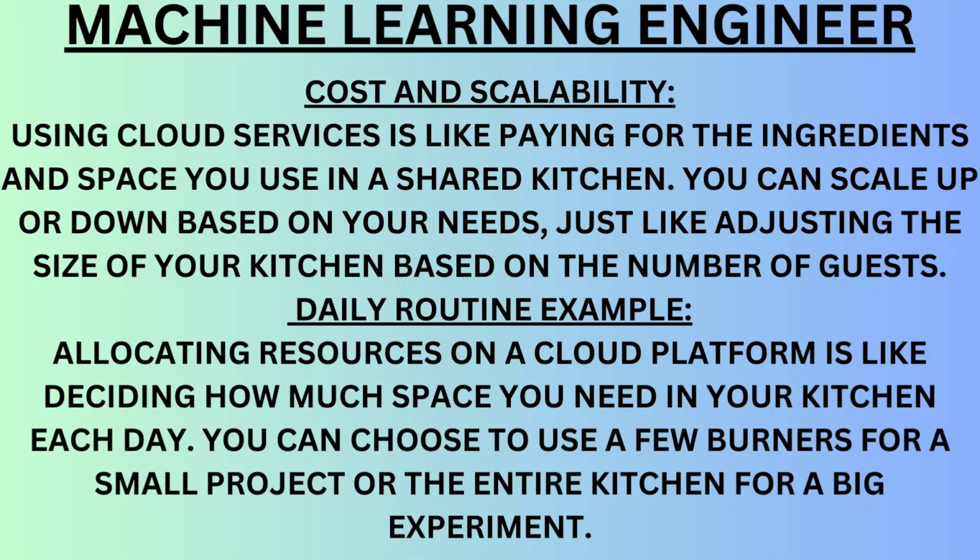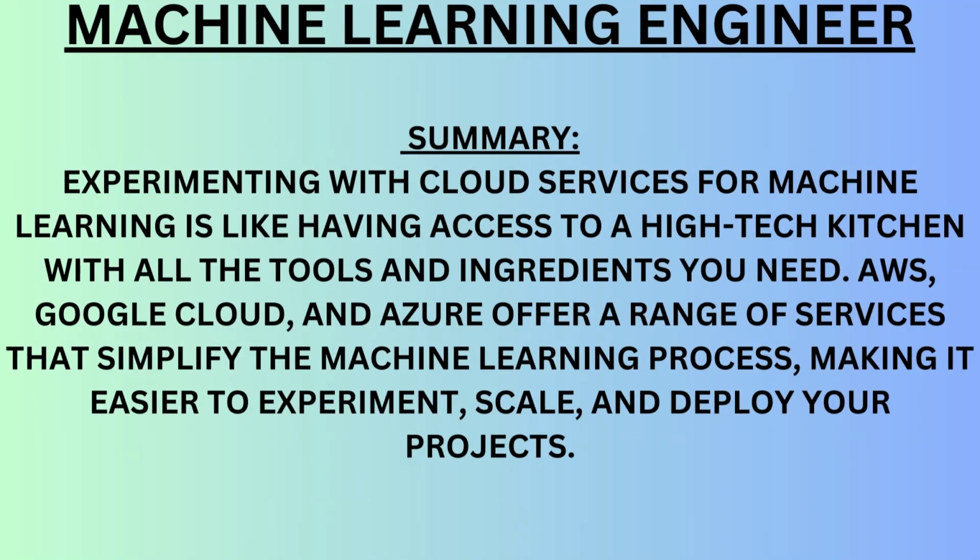Daily routine example. Allocating resources on a cloud platform is like deciding how much space you need in your kitchen each day. You can choose to use a few burners for a small project or the entire kitchen for a big experiment. Summary. Experimenting with cloud services for machine learning is like having access to a tech kitchen with all the tools and ingredients you need. AWS, Google Cloud, and Azure offer a range of services that simplify the machine learning process, making it easier to experiment, scale, and deploy your projects.